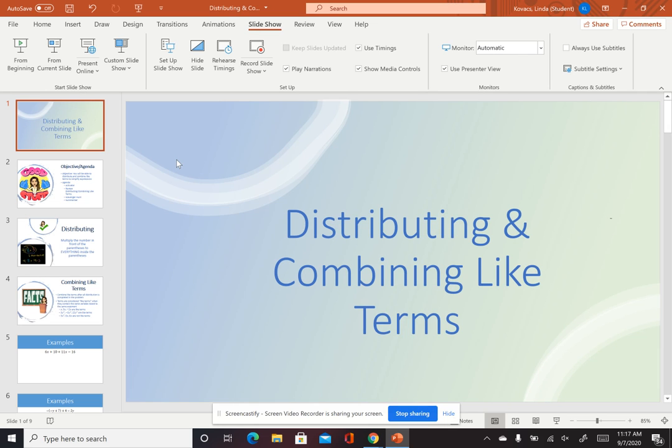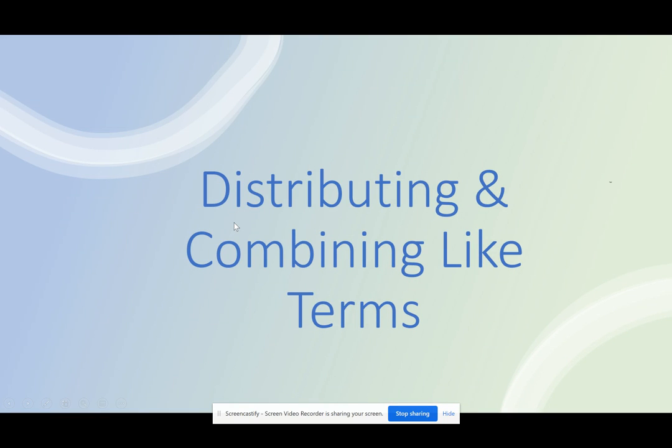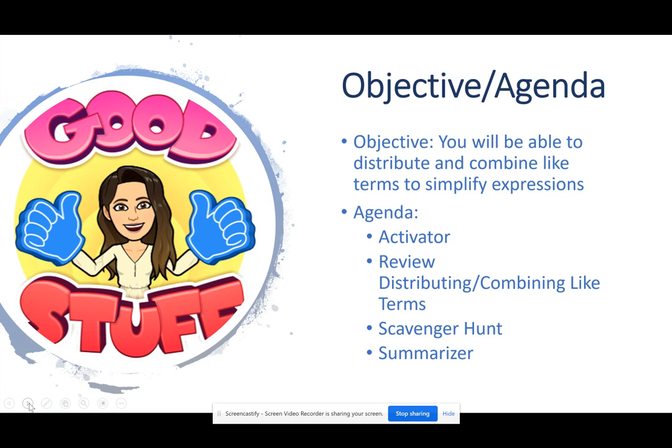Hello, so today we are going to continue our mini review of Algebra 1. Today we're going to focus on distributing and combining like terms. Our objective for today is that you will be able to distribute and combine like terms to simplify expressions. We'll have our warm-up and exit ticket in class, and in this video we are going to go over distributing first and then combining like terms, and we will look at some examples.